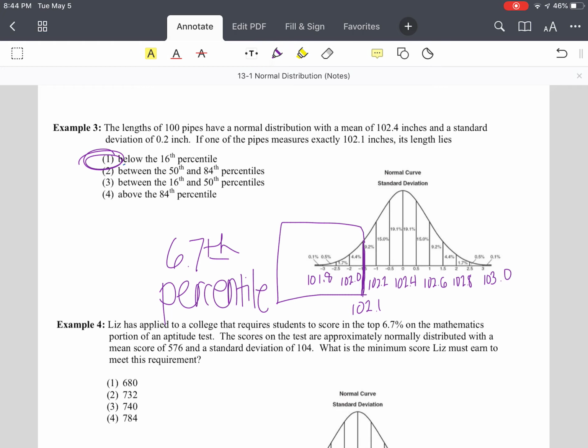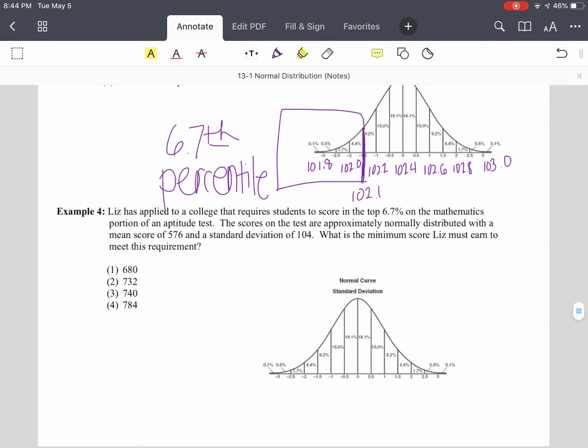All right, Liz applied to a college that requires students to score in the top 6.7% on the mathematics portion. Okay, top 6.7%. So we're talking about this section, because Liz needs to be in the top. If I want the top 6.7%, I'm going to start looking from the right to find what score she needs. The scores in the test are normally distributed with a mean score of 576 and a standard deviation of 104. What is the minimum score Liz must earn to meet this requirement? Well, let's figure out where she needs to fall. She needs to be in the top 6.7%.